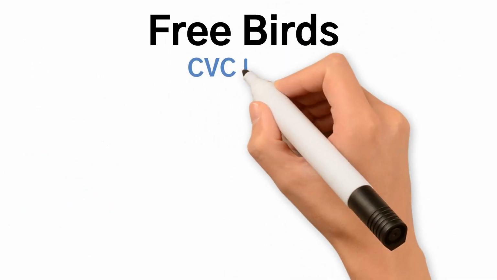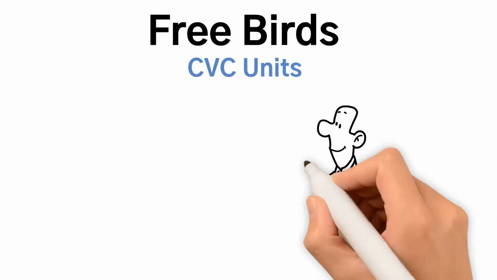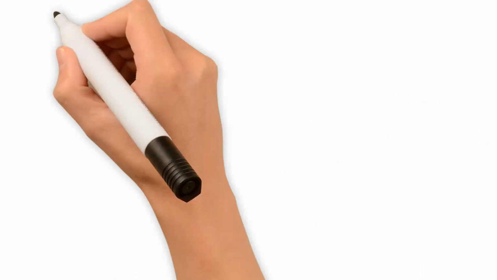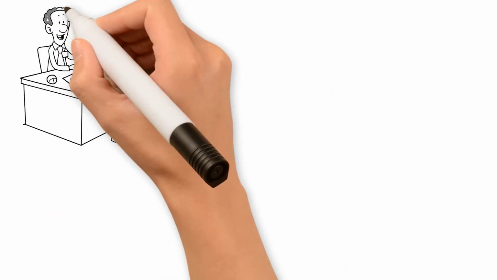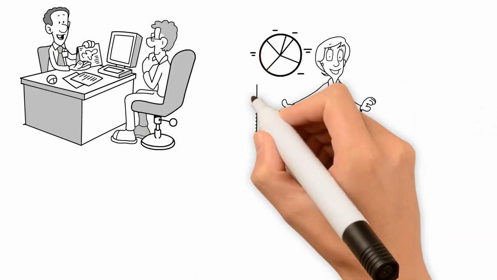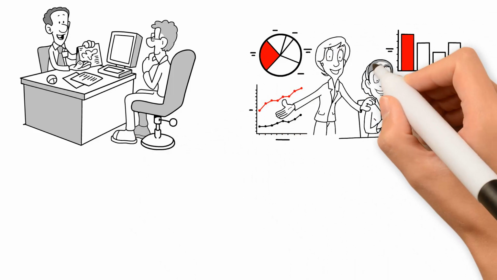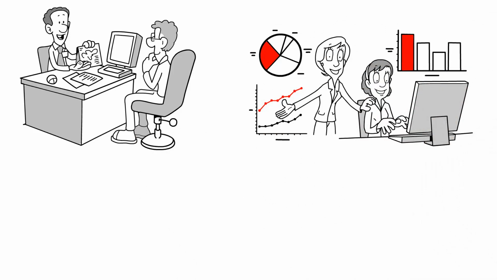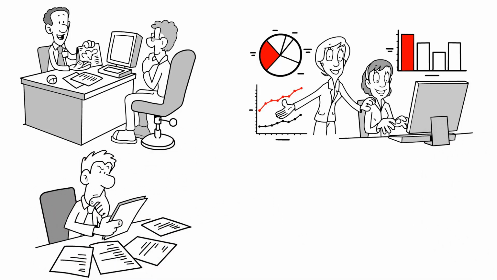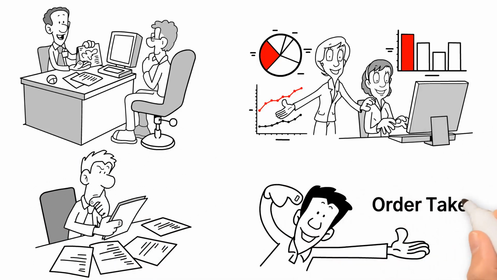Freebirds are CVC units that perceive themselves as proactive venture capitalists, therefore view their investments as instrumental in shaping the strategic trajectory of the parent organization by providing insights into technological trends and solutions. Let's delve into what distinguishes these pathways along the search process. Let's begin with the order takers.